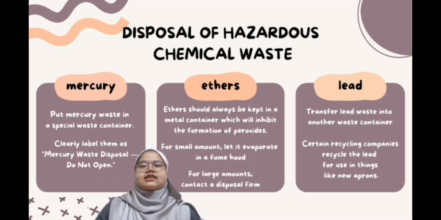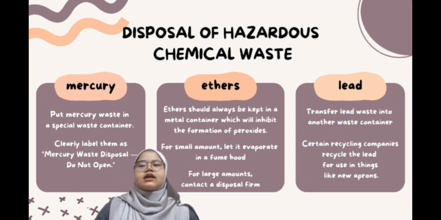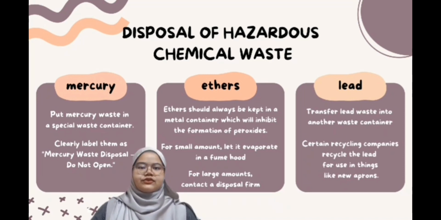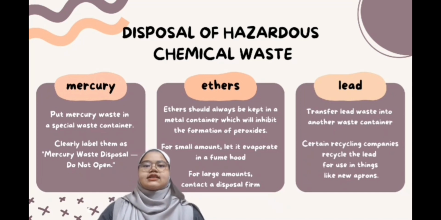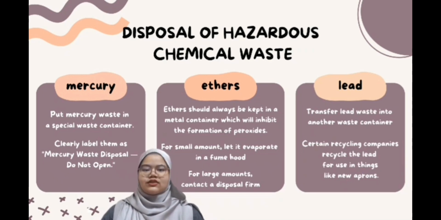Heavy metal waste such as mercury: put mercury waste in a special waste container and label it with mercury waste disposal. Do not mix it with other organic or inorganic waste. Contact a professional and licensed hazardous waste firm that will ensure appropriate disposal. It is recommended that the mercury is disposed of within 180 days in accordance with the environmental quality regulations in 2005. Next, we have ethers.